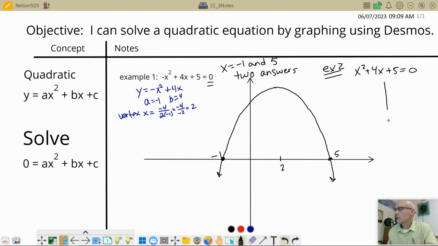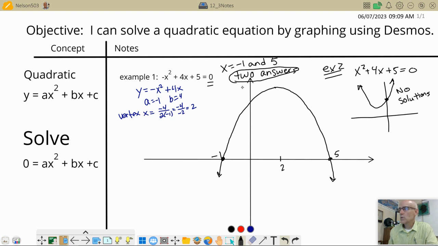Now our parabola looked like this, didn't it? We still have 5 for a y-intercept, but we're never going to hit the x-axis. So this would be a situation where we have no solutions. There are no solutions to our graph. We had two situations before, two answers, two places where the graph hit the x-axis. Here we have no solutions because the graph didn't hit the x-axis.